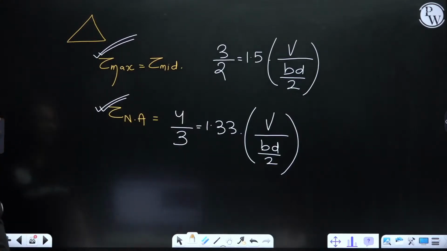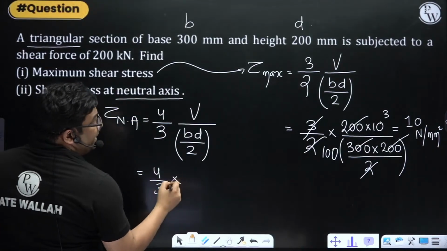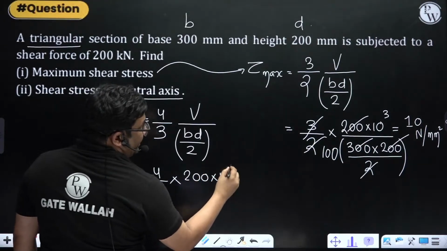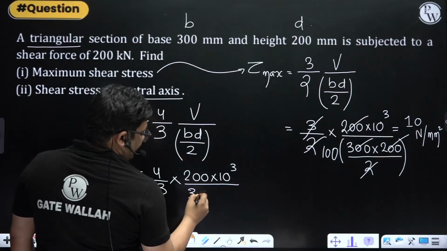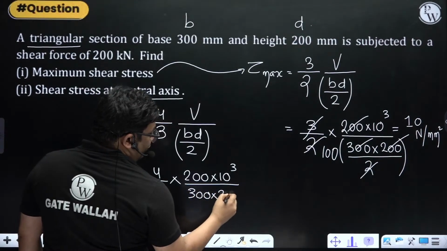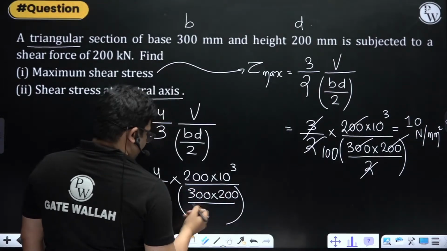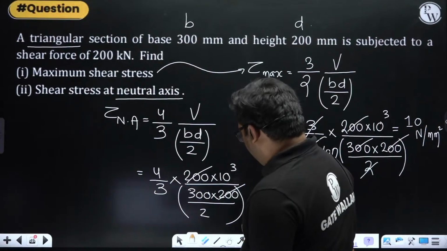Game over. So if I find out here, 4 by 3, V is 200 into 10 to the power 3 divided by your 300 into 200 divided by 2. So I can solve this again and get cancelled.